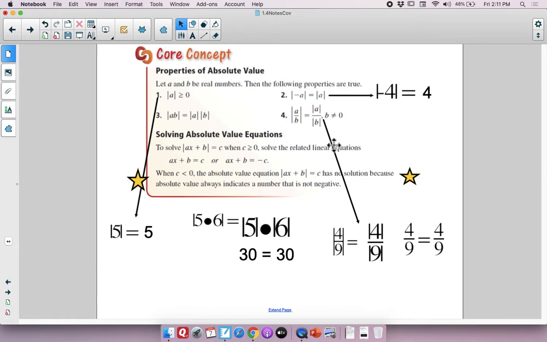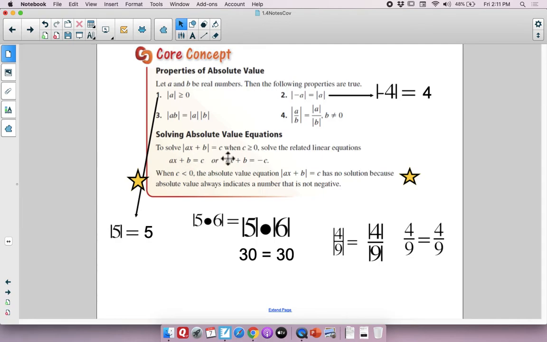And this one too. So now let's look at the second part of the notes here. Solving absolute value equations. Okay. So to solve the absolute value of ax plus b equals c, remember, a, b, and c are just numbers that would be filled in, so like 2x plus 3 equals 4, something like that.